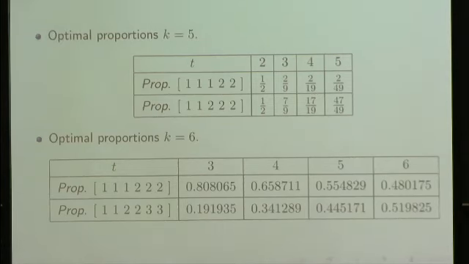And for k equal to 5, you have this proportion here. For t more than 5, I don't have exact proportions, just numerical proportions, but I don't know if I can fix this problem or not. So you have two optimal sequences, 1, 1, 1, 2, 2 and 1, 1, 2, 2, 2. And here are the optimal proportions. And for k equal to 6, you have these two optimal sequences and the related proportions.